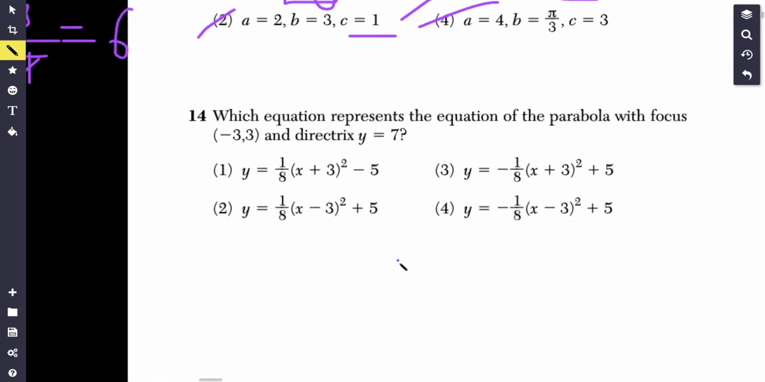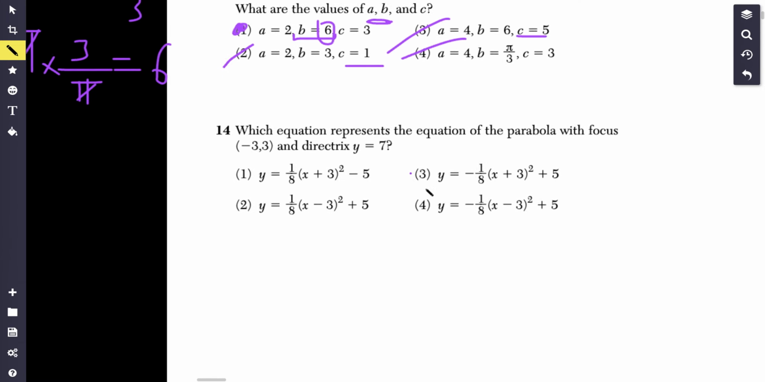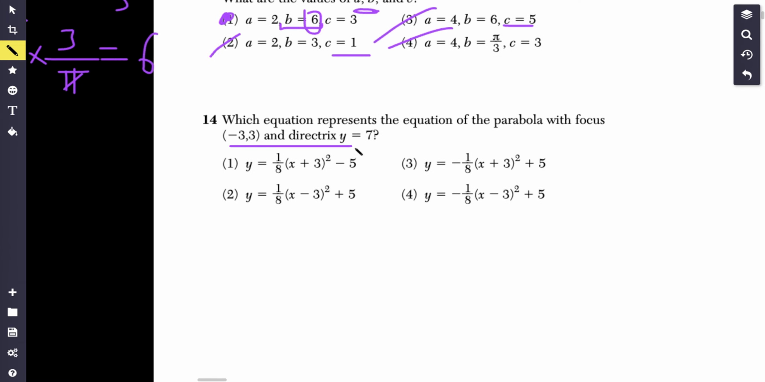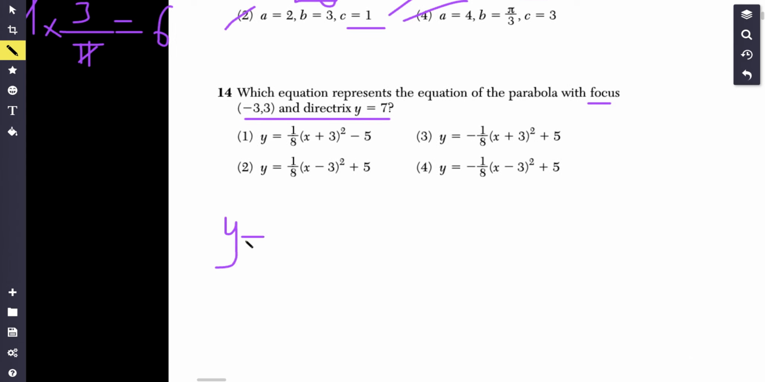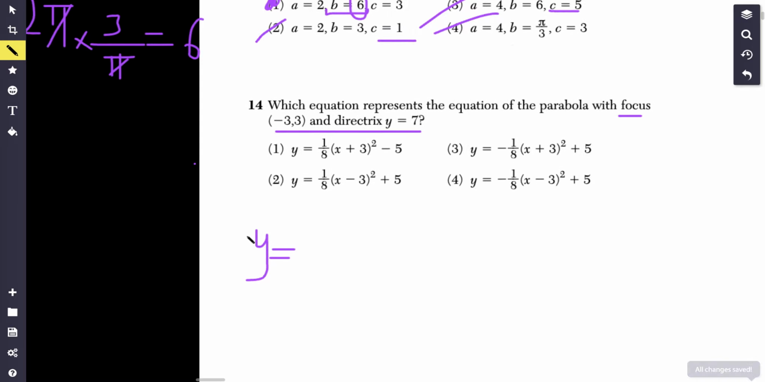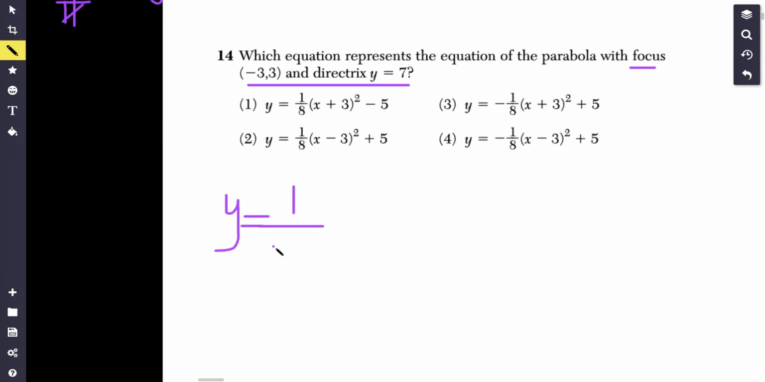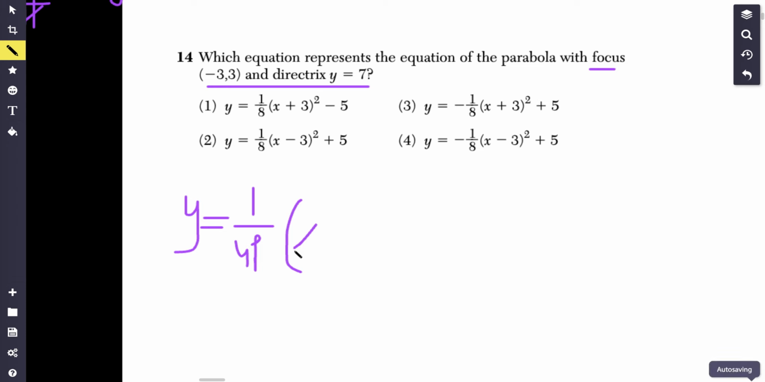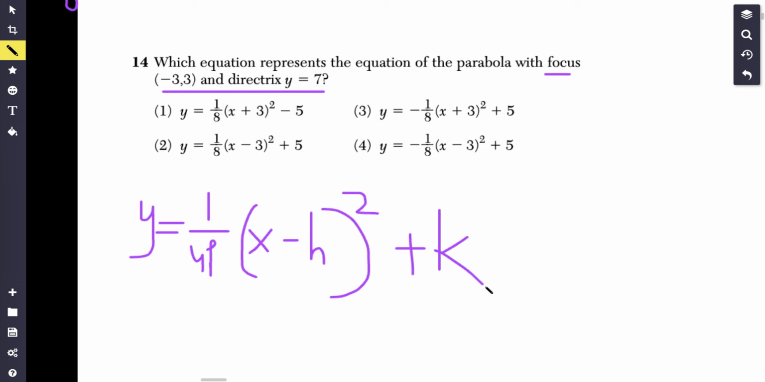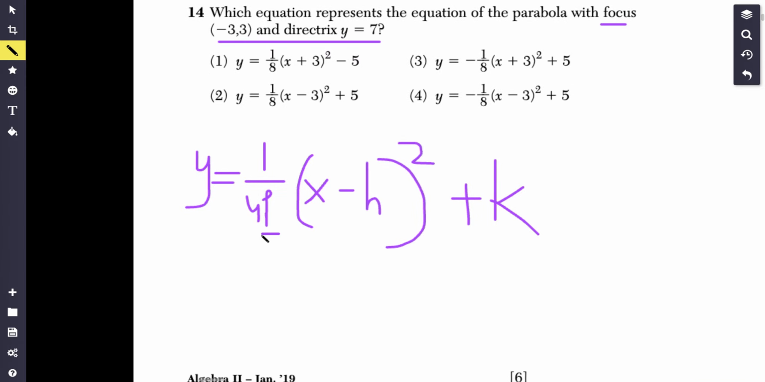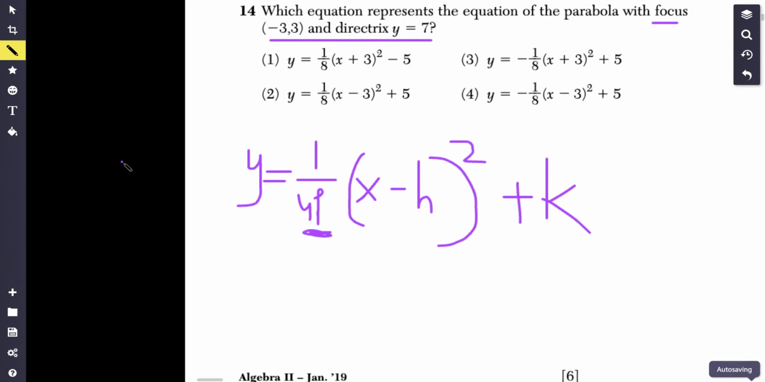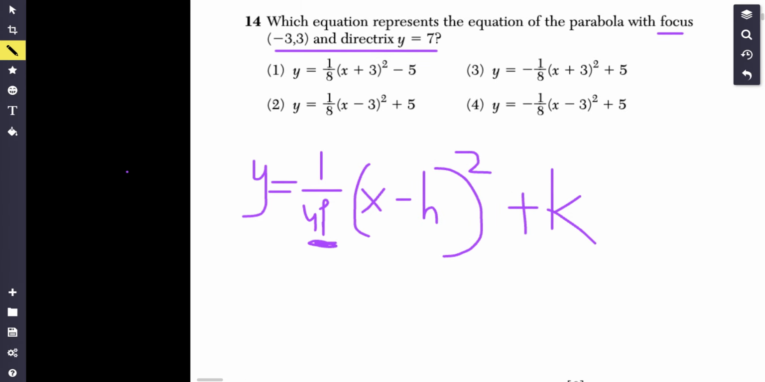All right. Which equation directly represents the parabola with focus and directrix y is equal to 7? So what you gotta know is the equation for a parabola. So the equation for the parabola is going to be 1 over 4p times x minus h to the second power plus k. All right, where p is the distance from the vertex to the focus of the parabola.